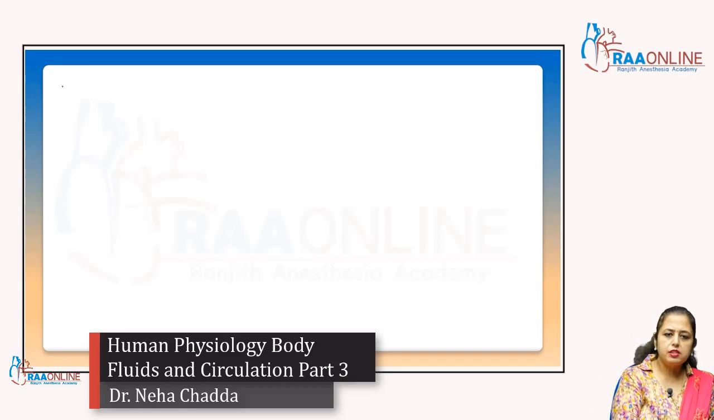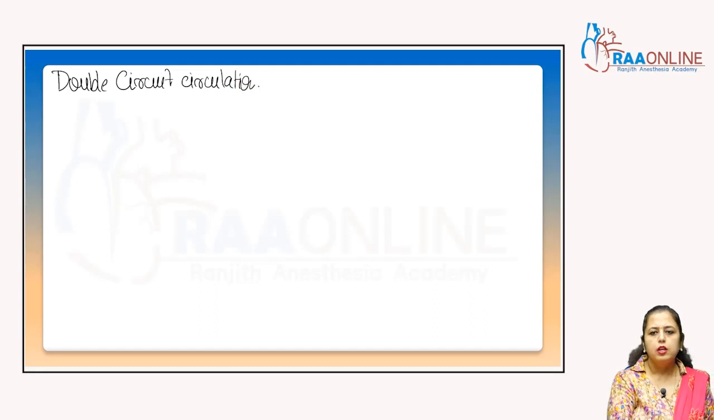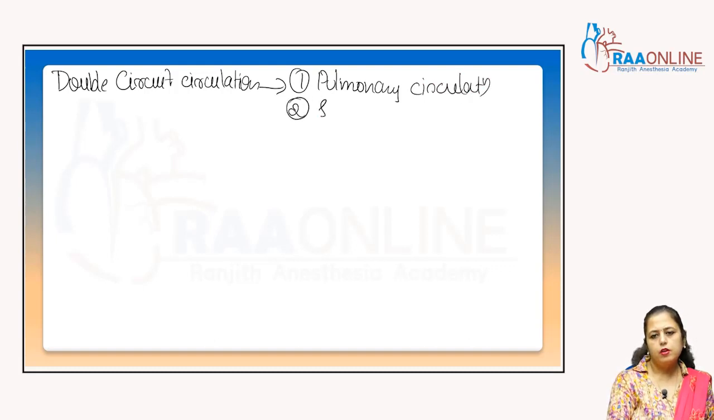So now come to the double circuit circulation. There are two, that is pulmonary circulation and systemic circulation. Pulmonary circulation and the systemic circulation, right?